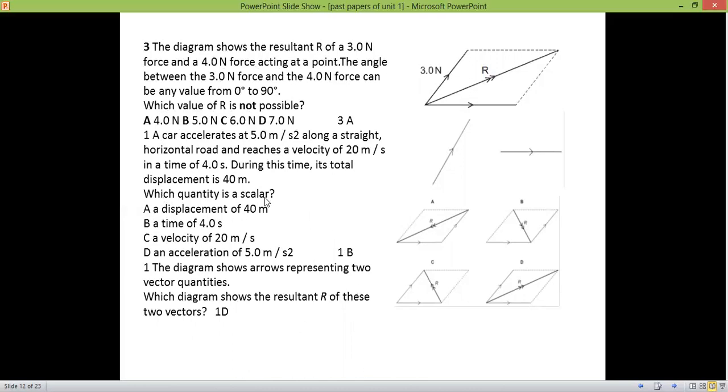Next is, which quantity is scalar among these? Displacement is a vector quantity, time is a scalar quantity, so option B is the correct answer.